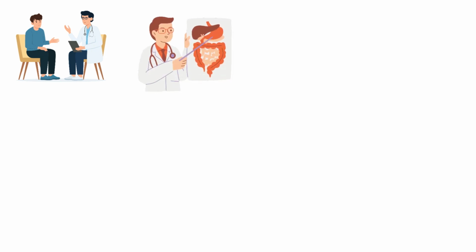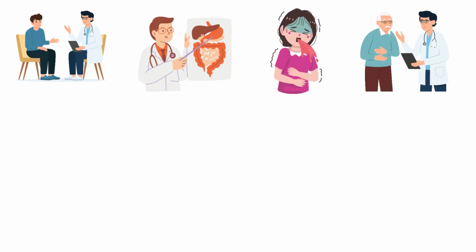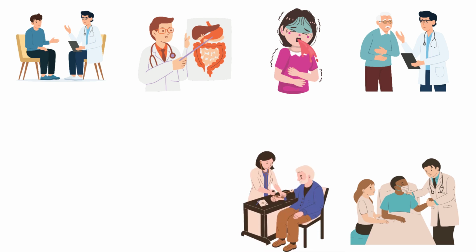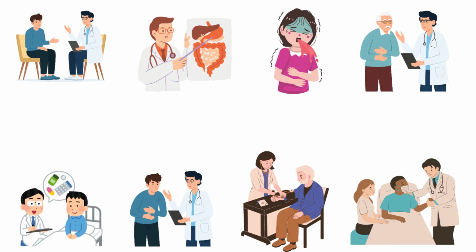Let's begin. When evaluating a patient with a suspected gastrointestinal disorder, our approach must be systematic. It involves understanding the anatomy and function of the GI tract, identifying common symptoms, taking a thorough patient history, recognizing alarm symptoms, performing a detailed physical examination, selecting the right investigations, and finally, formulating a management plan.